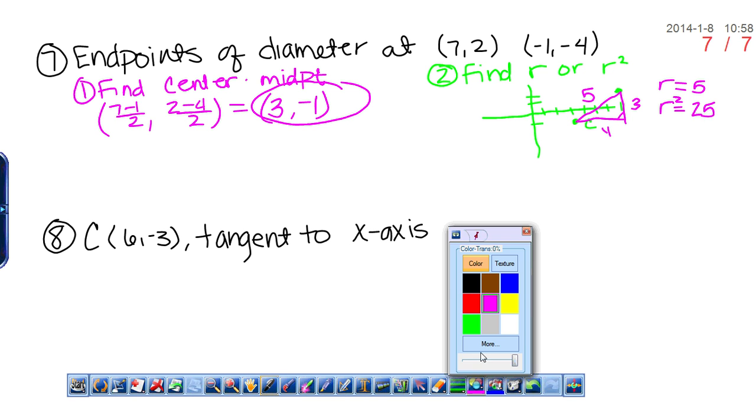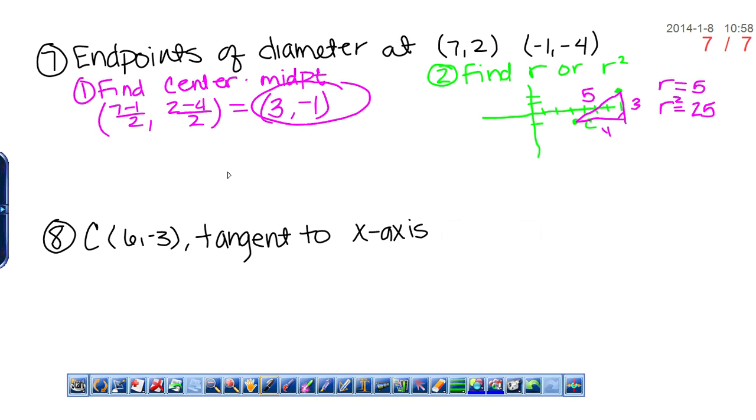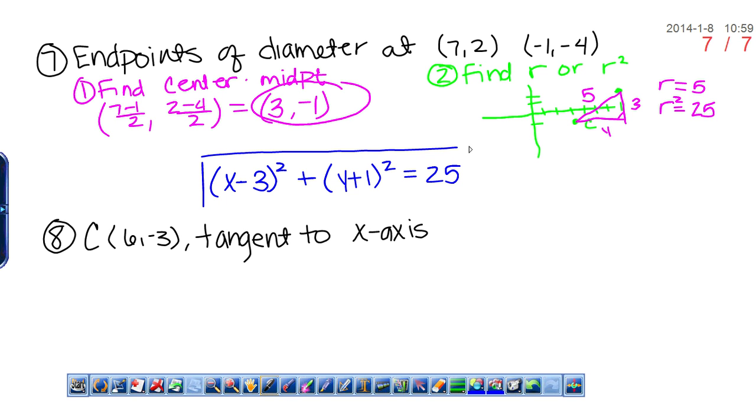All right, so let's write our equation. What are we going to have? Plus, good, equals. Questions? All right, number 8.